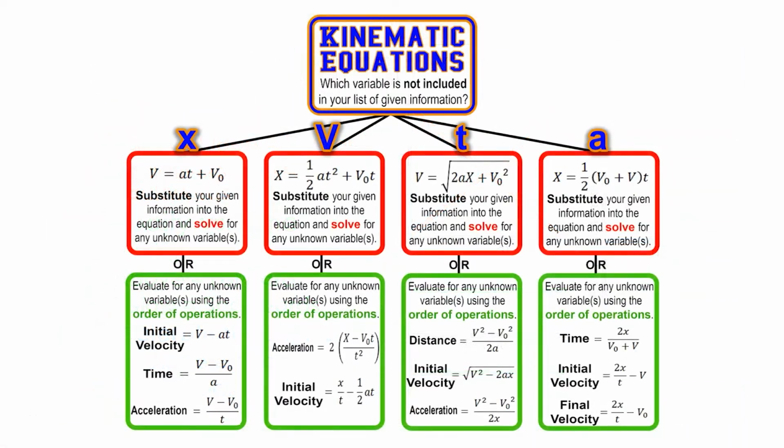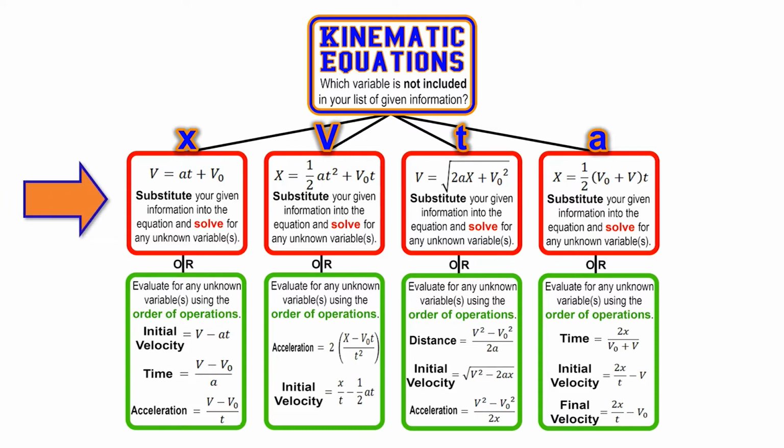These are the kinematic equations. We use them to predict motion. They're derived from the relationships between distance, velocity, time, and acceleration. Before we can use a kinematic equation, we need to choose a kinematic equation. This flowchart makes it simple. At the very top, you're asked, which variable is not included in your list of given information? There are four options: distance, final velocity, time, and acceleration. Once you've established which variable is not included, there are two options for calculating your unknown variable.